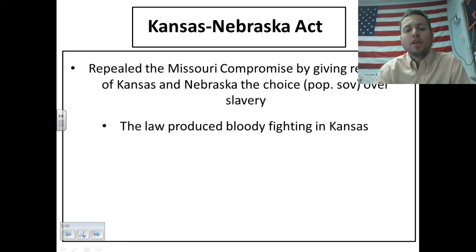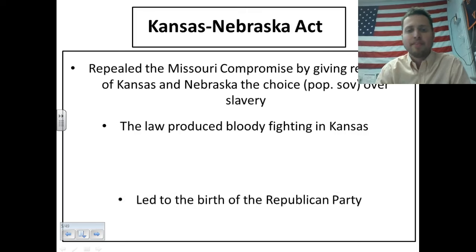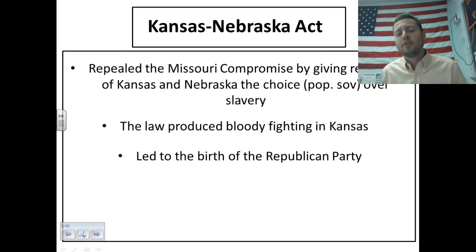Next one. The law produced bloody fighting in Kansas, because it was in Kansas over that vote of whether to be slave or free that there was fighting between abolitionists and defenders of slavery. This led to the birth of the Republican Party, a political party that will go up against the Democrats, which is against the spread of slavery. And now Kansas-Nebraska is a law which is spreading slavery. Okay? Good, great, awesome. Love it.